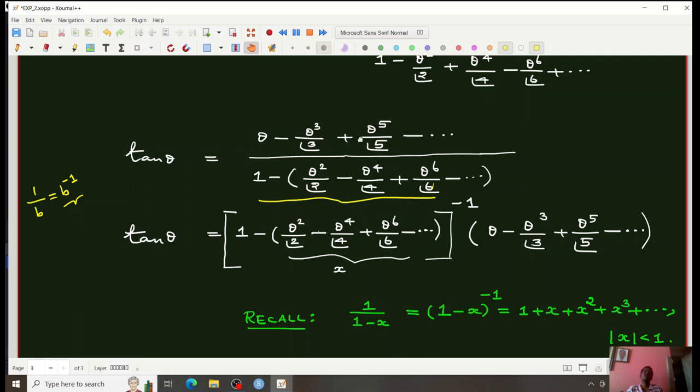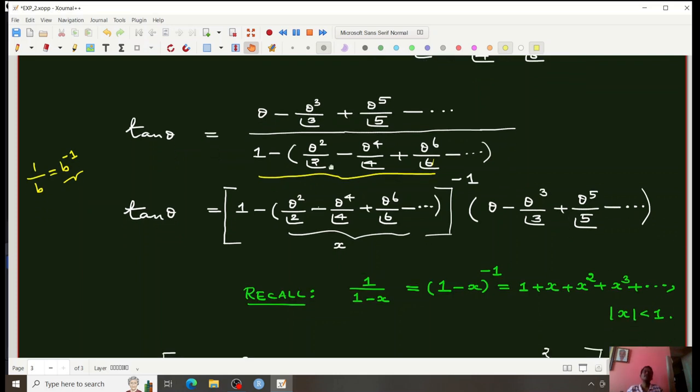And in the numerator, the term remains the same, namely theta minus theta cube by 3 factorial and so on. The purpose of taking this term to the numerator is this. See, 1 over 1 minus x can be written as 1 minus x power minus 1, and you can write a binomial series expansion for that: 1 plus x plus x square, and so on, when mod x is less than 1. Of course, all our expansions are for small values of theta, okay? So, mod x is less than 1.